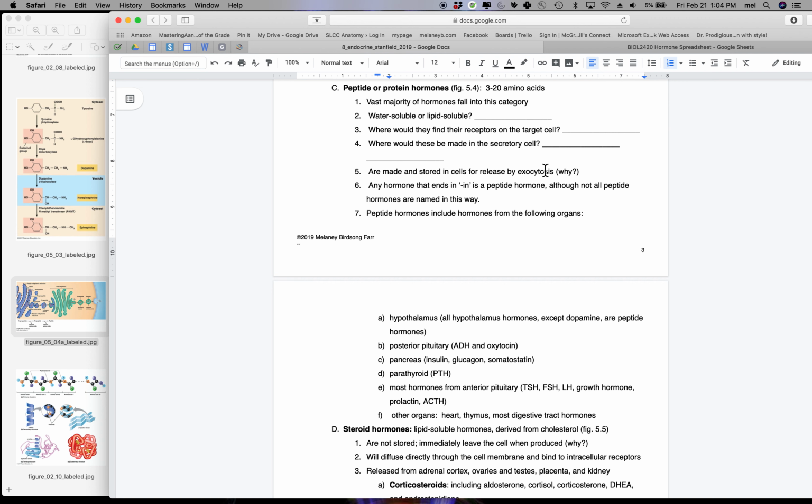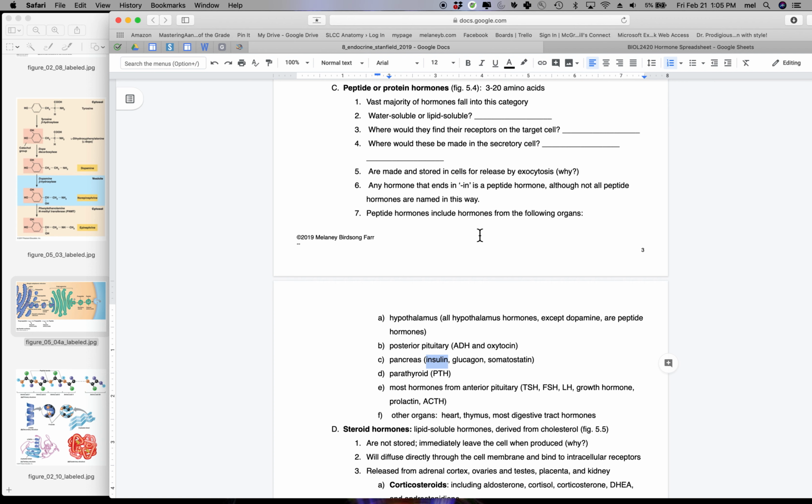And any hormone that ends in IN, not INE, INE is an amine. If it ends in IN, it is a peptide. Although, I apologize, not all peptides do end in IN, but everything that ends in IN is a peptide. For instance, oxytocin, that's a peptide. Somatostatin is a peptide. Insulin is a peptide. These don't adhere to the rules. They're still peptides, okay? But if it does end in IN, it is a peptide. If it ends in INE, it is an amine.